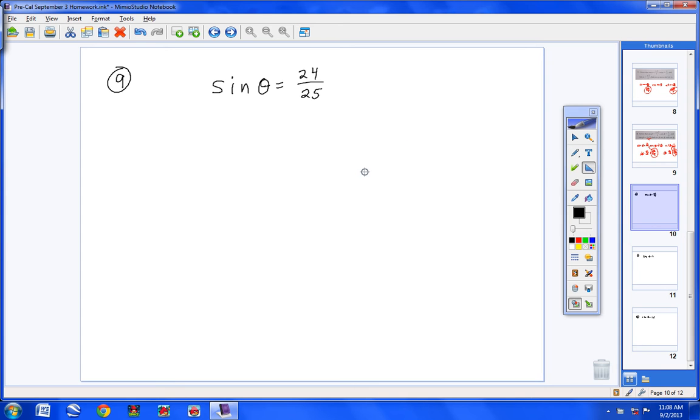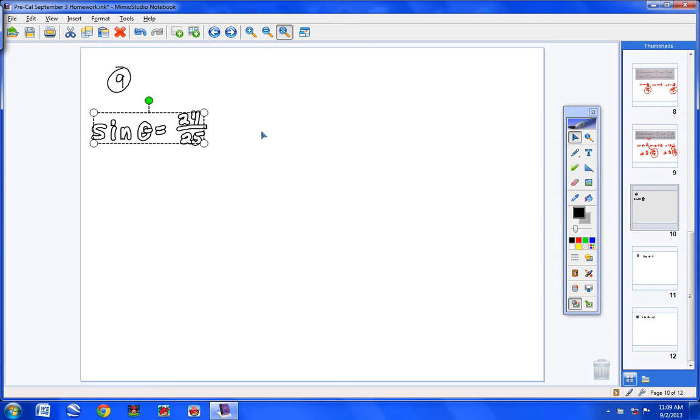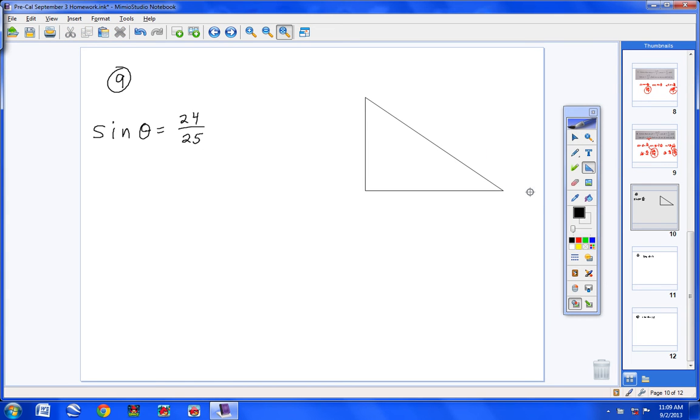First of all, notice I have one trig function, which is sine of theta is 24 over 25. I'm going to move that out of the way. So the first thing I want to do, students, is draw a right triangle. I don't care what it looks like. That's good enough like that. And let's go ahead and quickly label the sides that we do know.